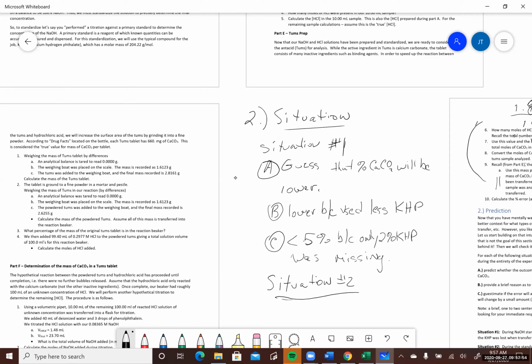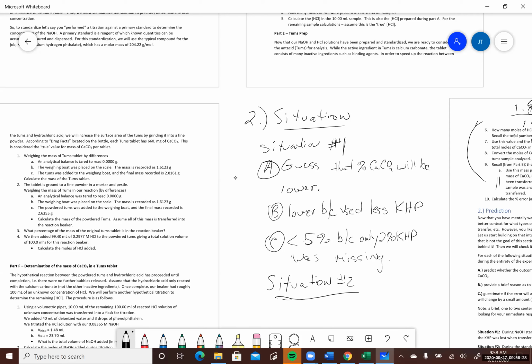And then B, they want to know why. Well, it's going to be lower because you use less KHP for situation 1. And then for C, they want you to estimate approximately how much lower. So I just put be less than 5% because you only used 2% lower KHP. So, it's a complete and total guess here.